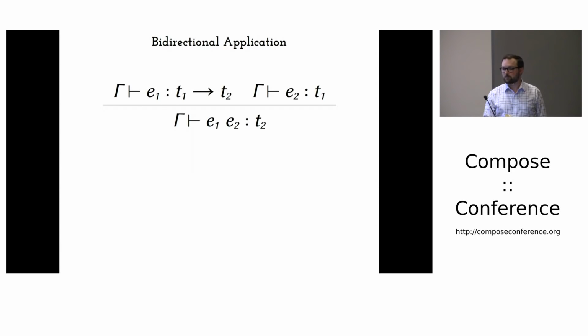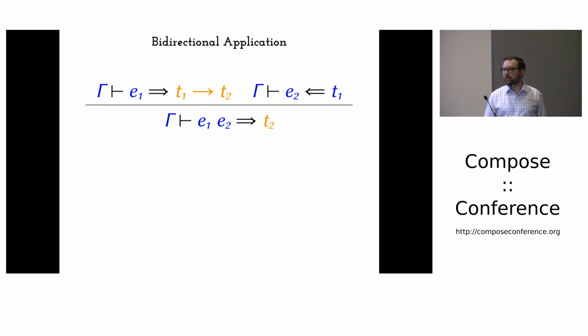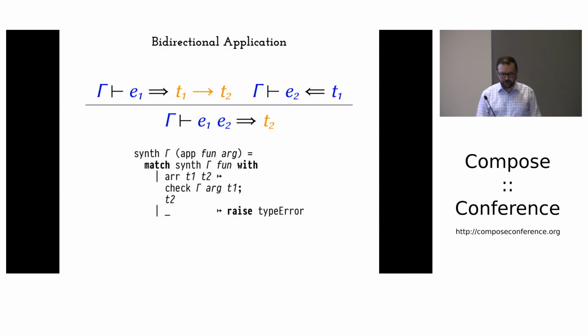For application, well, let's see. There's no T1 on the bottom of the line. And so if we want to follow our mandate of not inventing new information or not guessing, that means we're going to need to do our E1 in synthesis mode to discover what the type of the function is. And once we do that, we can then check that the argument has a suitable type, but we know the return type, so we can synthesize the type for function application. And in our implementation, we match the result of synthesizing a type for the function, and we see that it is indeed a function type from T1 to T2. So we check that the argument's a T1, and then we return T2.